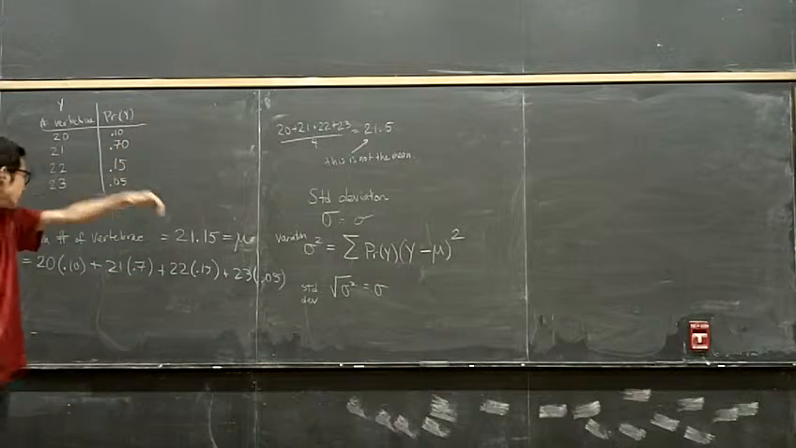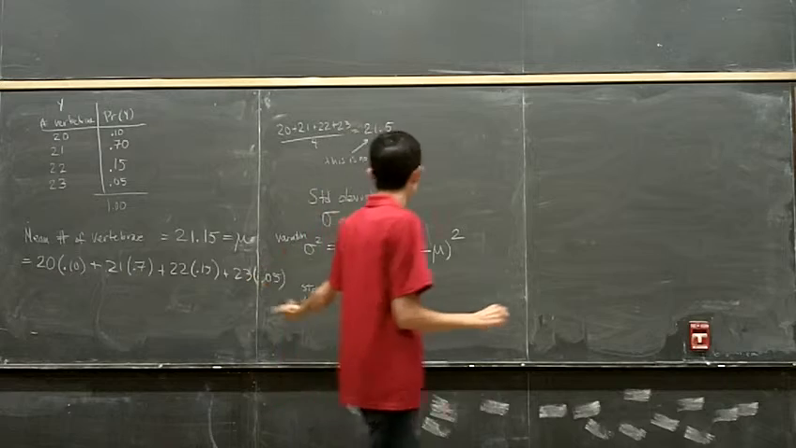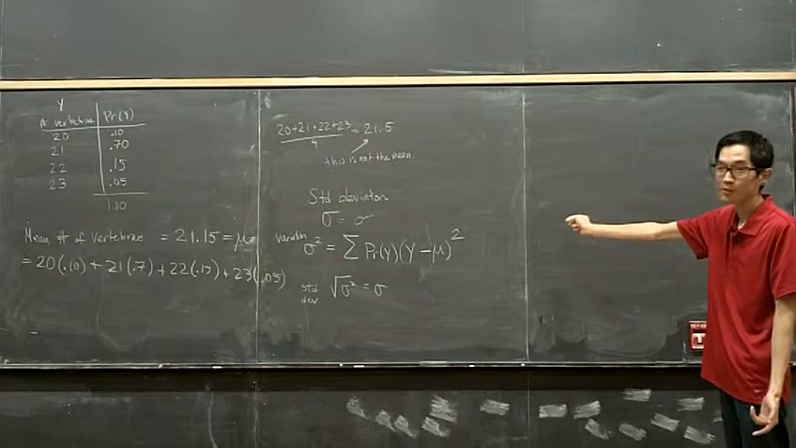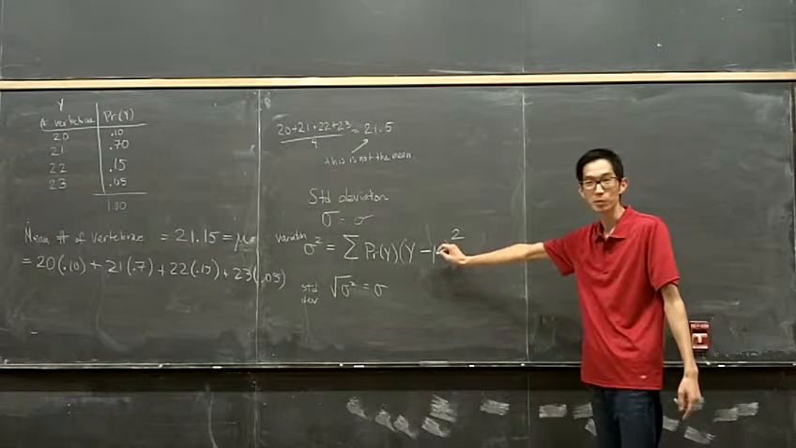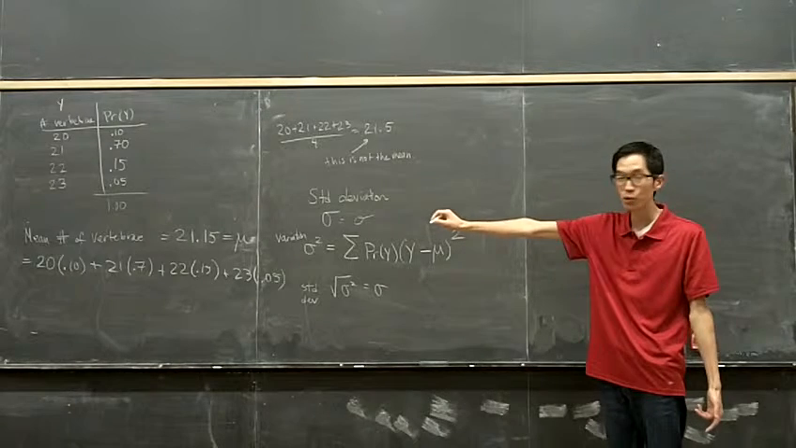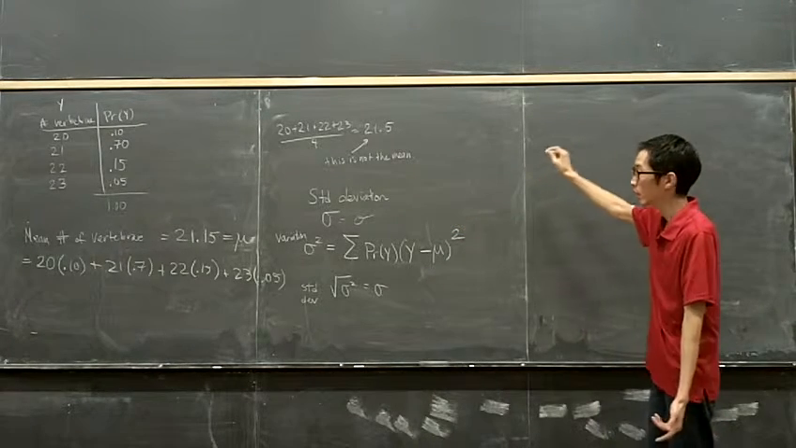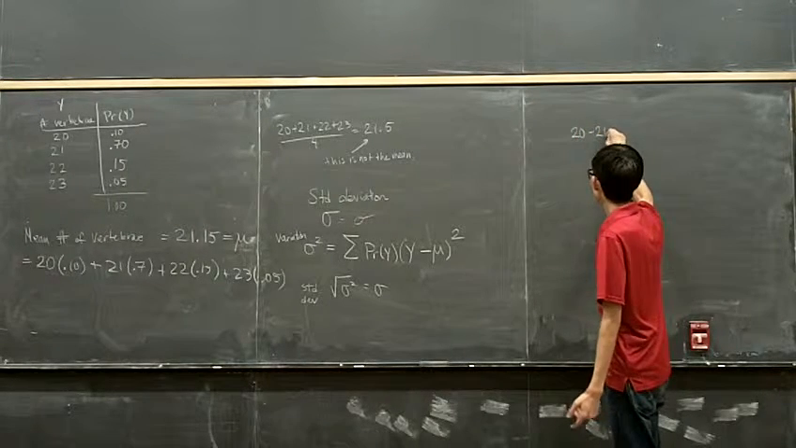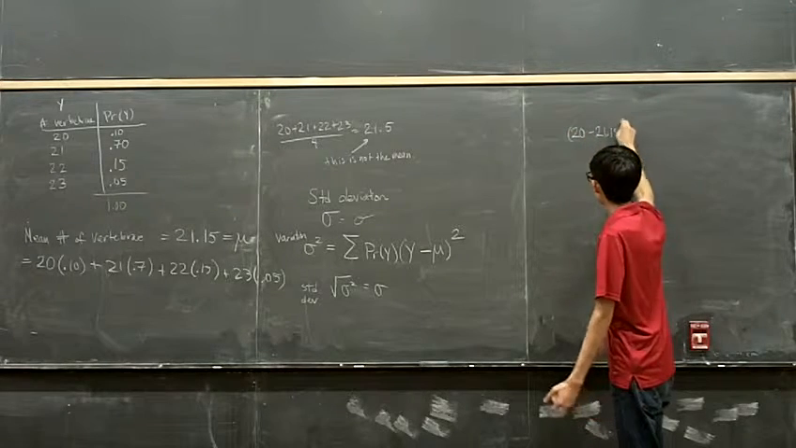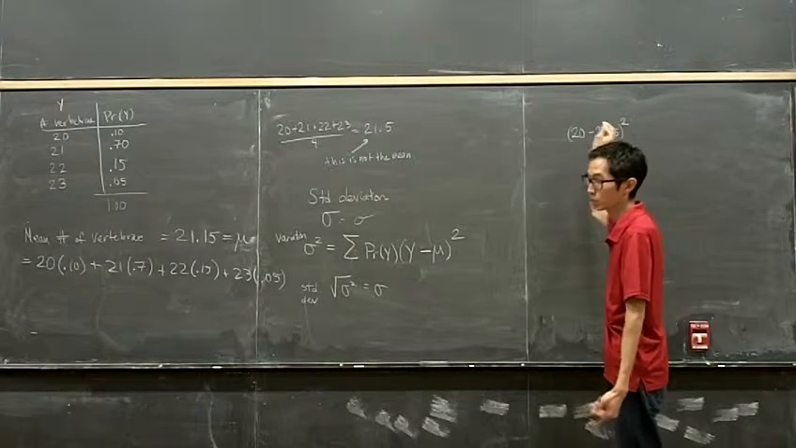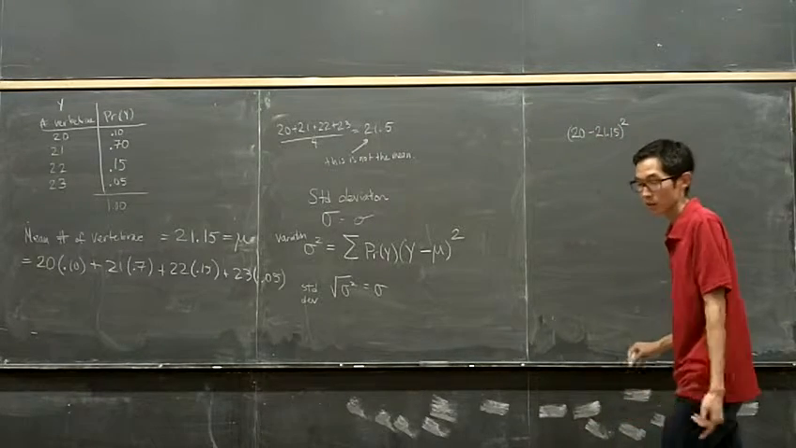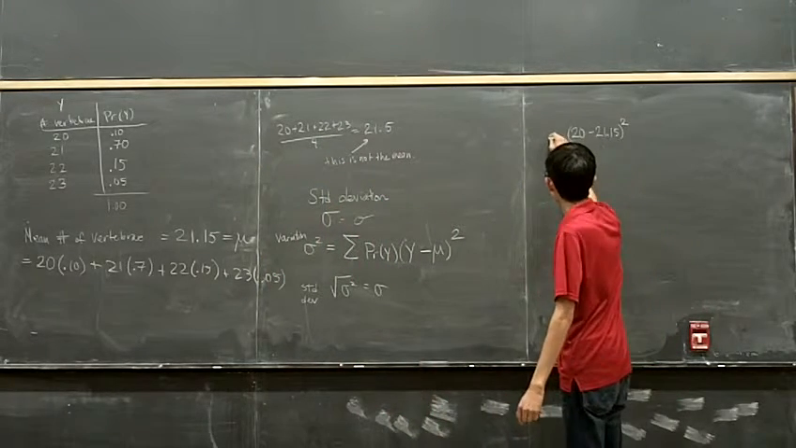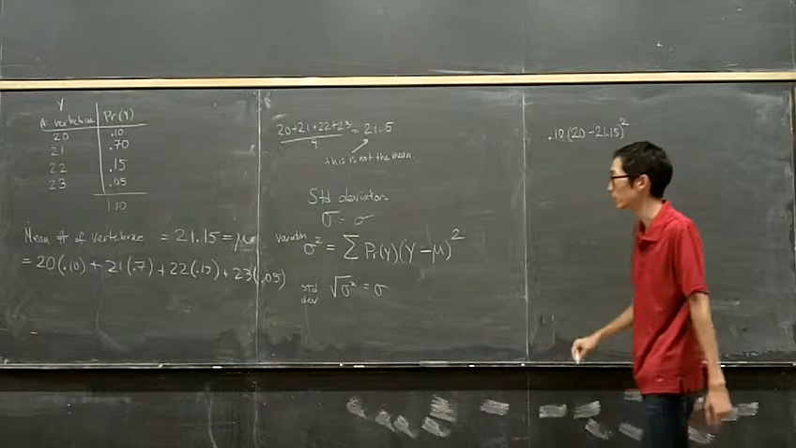Okay, so let's figure out the standard deviation for this set of numbers. The first thing, I've got to find the mean first, right? I can't do any of this without knowing what mu is. But I did, and I got mu is 21.15. So for each one, I'm going to subtract off the mean, 21.15, and square that difference. This point is this far away from the mean, and I squared it. And I multiply it by the probability of getting that. So I multiply that by 10%.